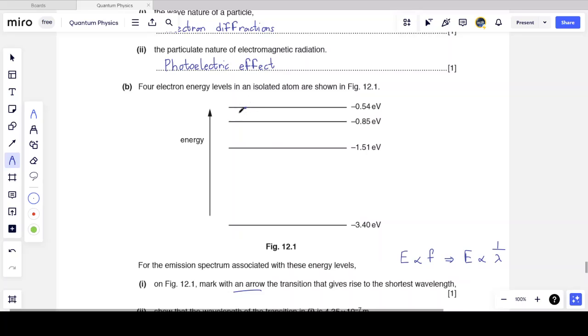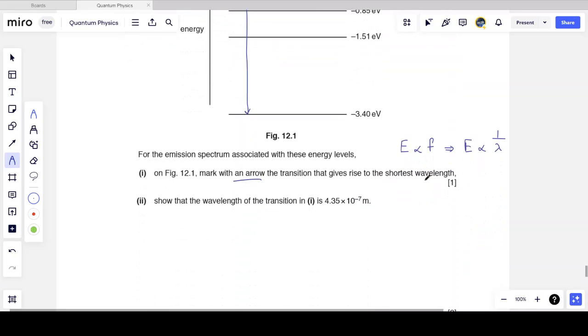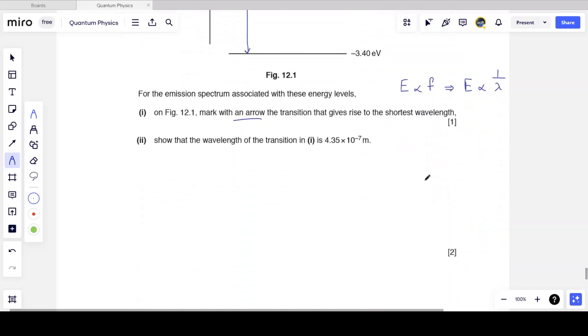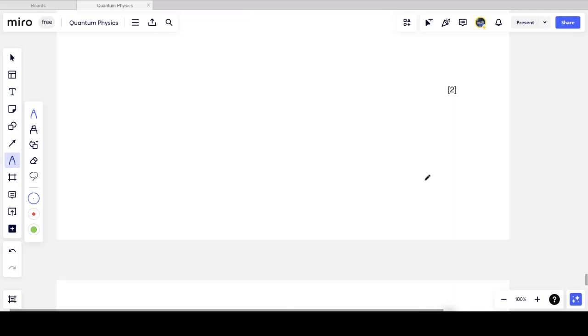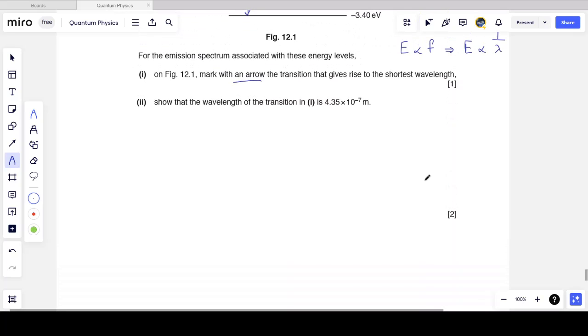And that's from the minus 0.54 electron volt energy level all the way down to the minus 3.4 electron volt energy level. And this jump is the biggest change in energies, hence the biggest energy given to the photon that will be emitted when the electron does this jump. And we are then told to show that the wavelength of this transition is 4.35 times 10 to the minus 7 meters.